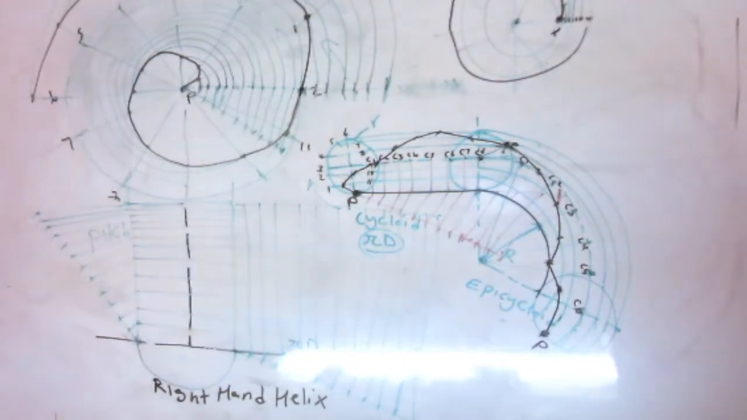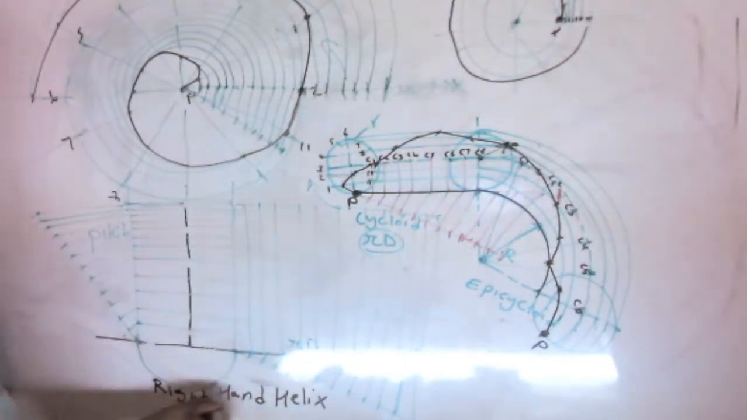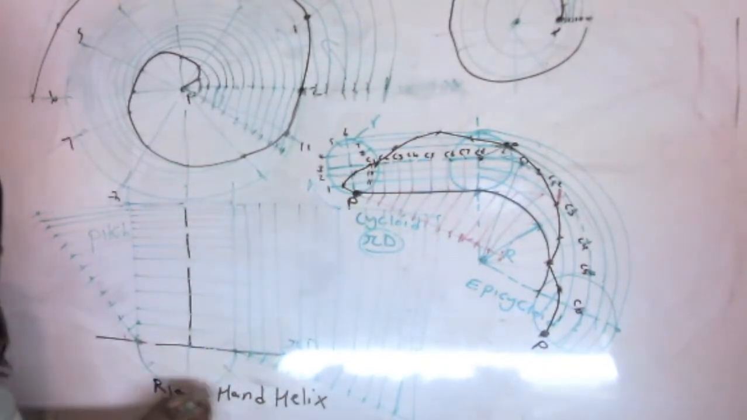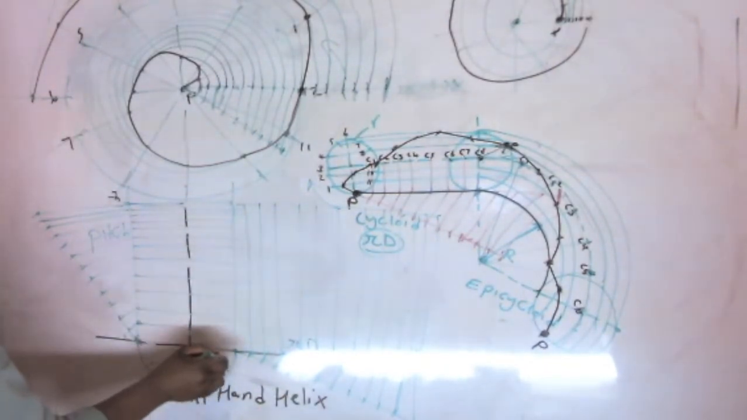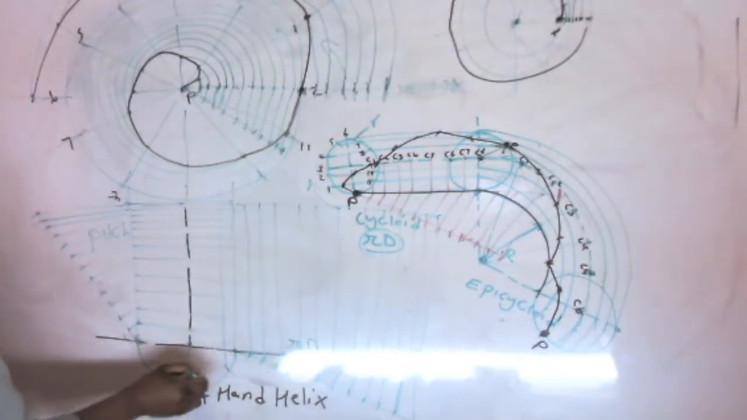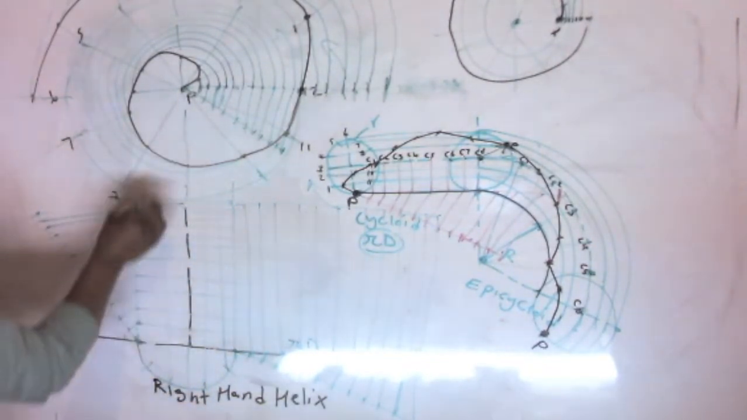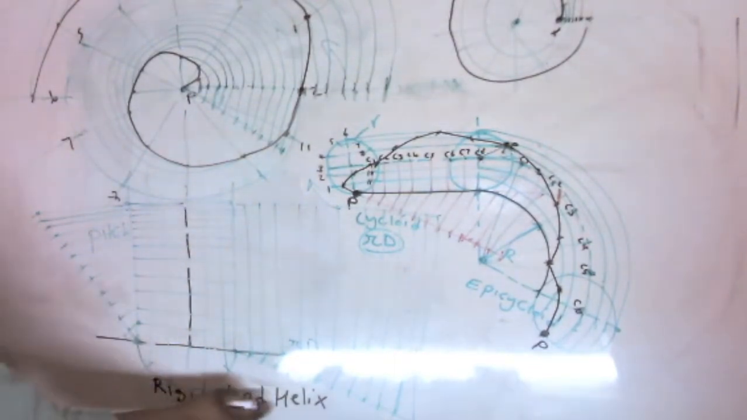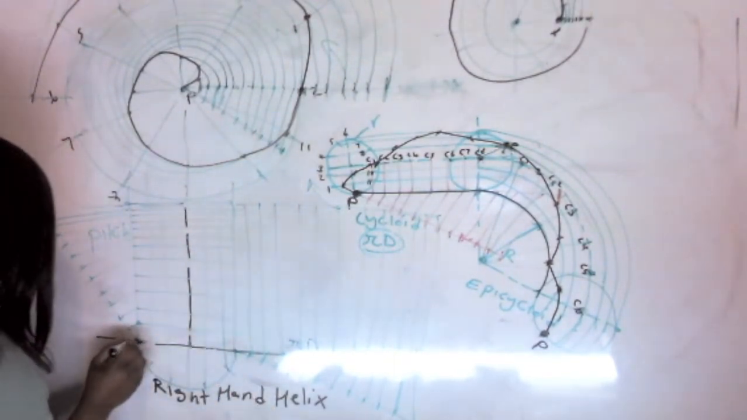The next thing is to divide this circle here in 6 divisions. So 1, 2, 3, 4, 5, 6. Draw vertical lines. Make sure that these are all construction lines. And the start is here. Because it's a right hand helix. So you are starting here.